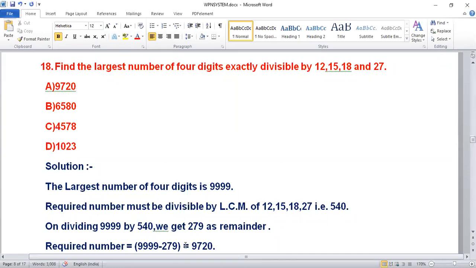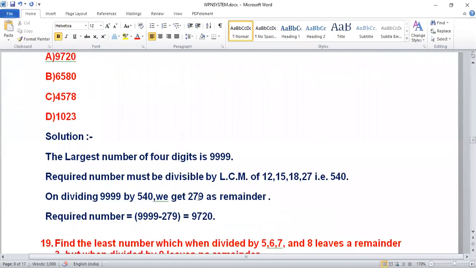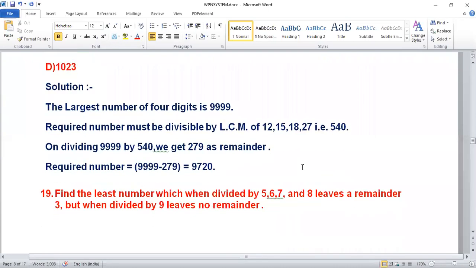See, there is one rule in it. Everything depends on the remainder. If the remainder is more than half of the number by which we are dividing. In this question, we are dividing by 540. What is half of 540? It is 270. So 279 is more than half, so we will directly subtract it. And suppose the remainder is less than 270, say 260, then we will take the difference of 540 and 260 and add it to 9999. So this thing you have to keep in mind.